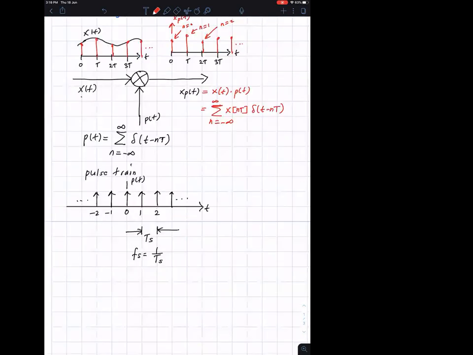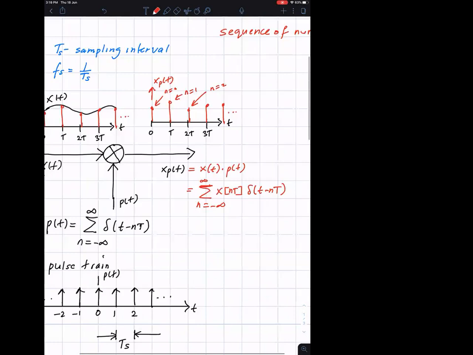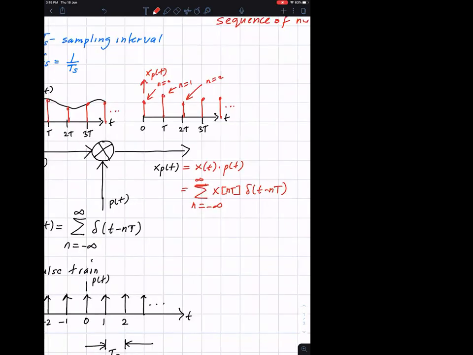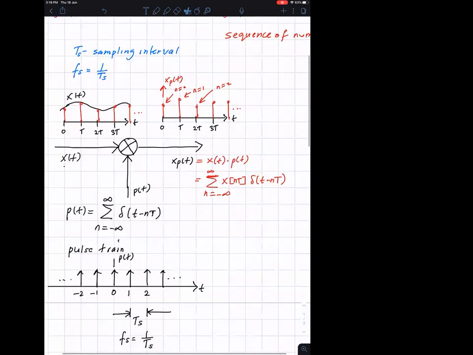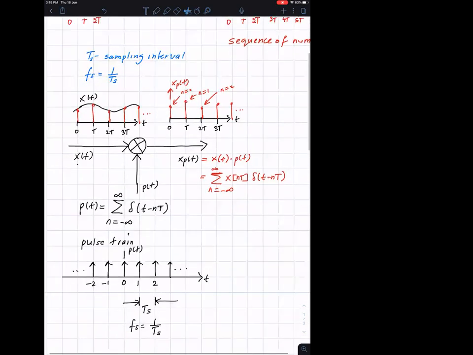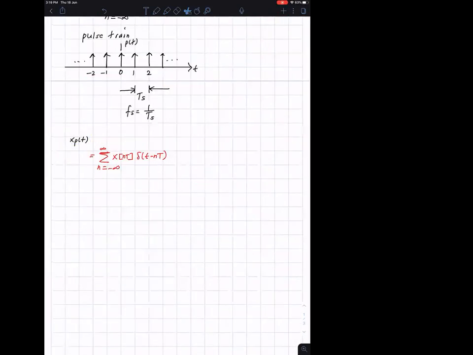Any questions so far? No, sir. Okay. But your problem is very simple. I just give you the background. So the sampled signal would look like this. So this is the sampled signal.